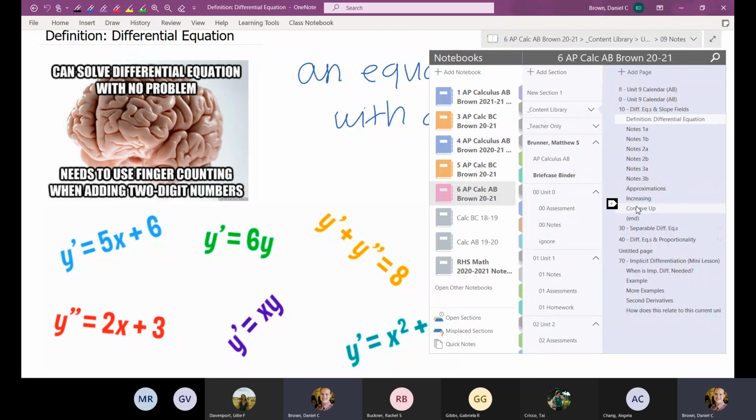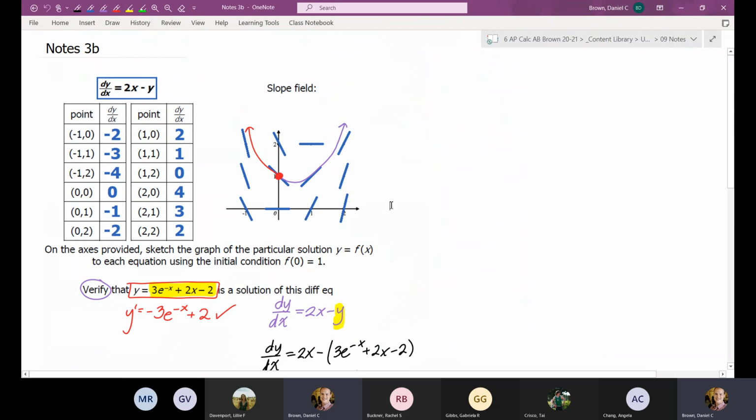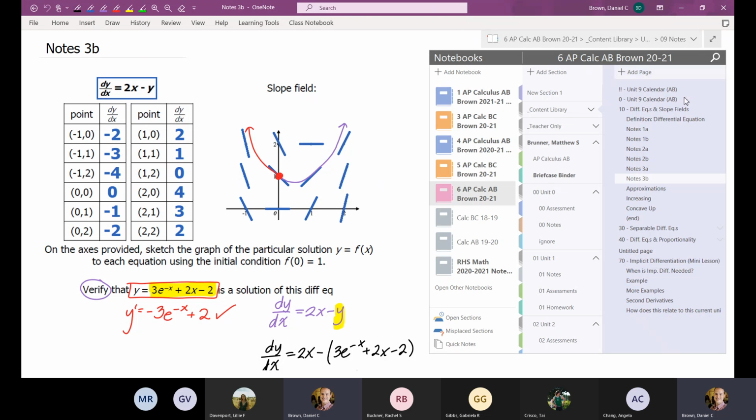And one way that we can analyze a differential equation is with a slope field. It basically represents all these possible slopes that could be on the original function. And we had ended, so I skipped the approximations, which we might get to today.